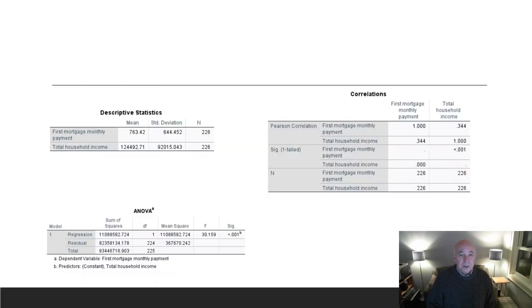Now I ran just a single variable regression on mortgage payment and household income. The mean mortgage payment was $763, and the mean household income was $124,000. I did find a relationship, right? The relationship is a small to moderate relationship: R equals 0.34 in the Pearson correlation. And it is statistically significant. If you look down at significance, it says less than 0.001. We're looking for things that are less than 0.05, and so it's statistically significant. So that's a good thing for us.